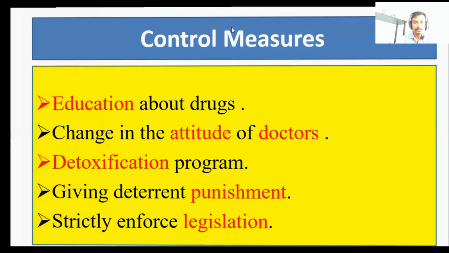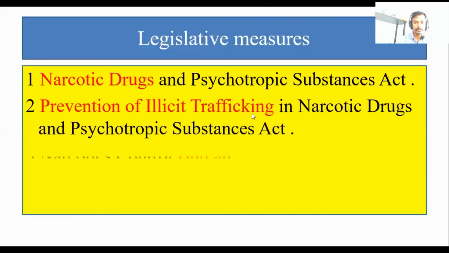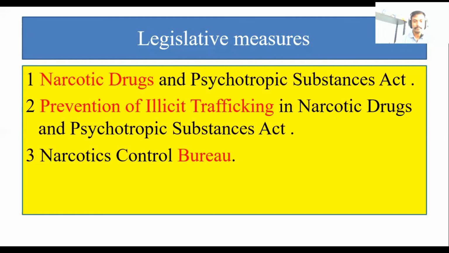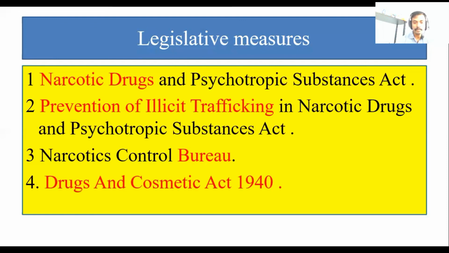Then legislative measures: the Narcotic Drugs and Psychotropic Substances Act, then the Prevention of Illicit Trafficking in Narcotic Drugs and Psychotropic Substances Act. So these are all the legislation. Next is the Narcotics Control Bureau, which controls the production and use of drugs. Then the Drugs and Cosmetics Act 1940. This is a legislation that defines how to store narcotic drugs.